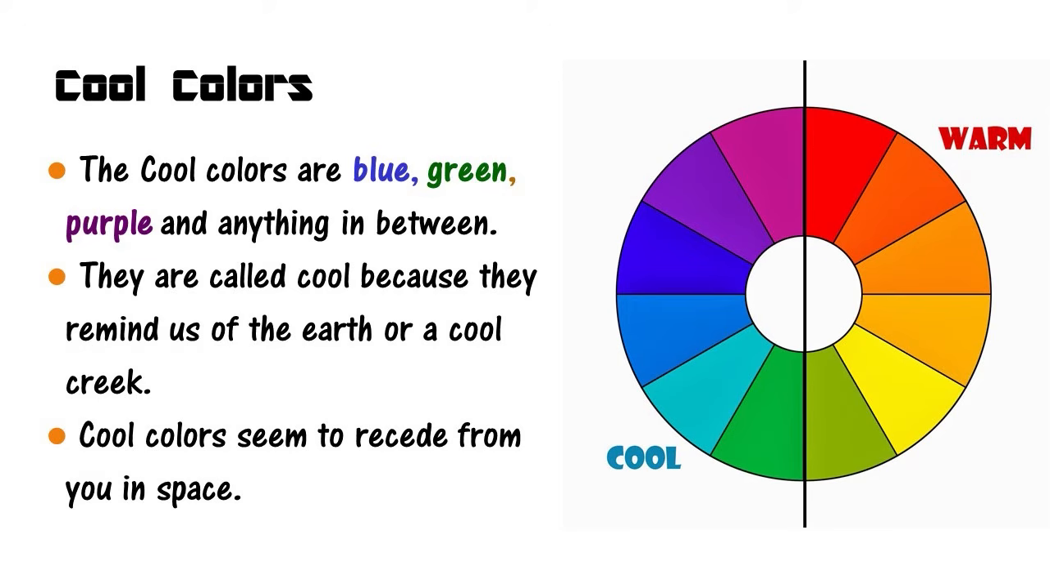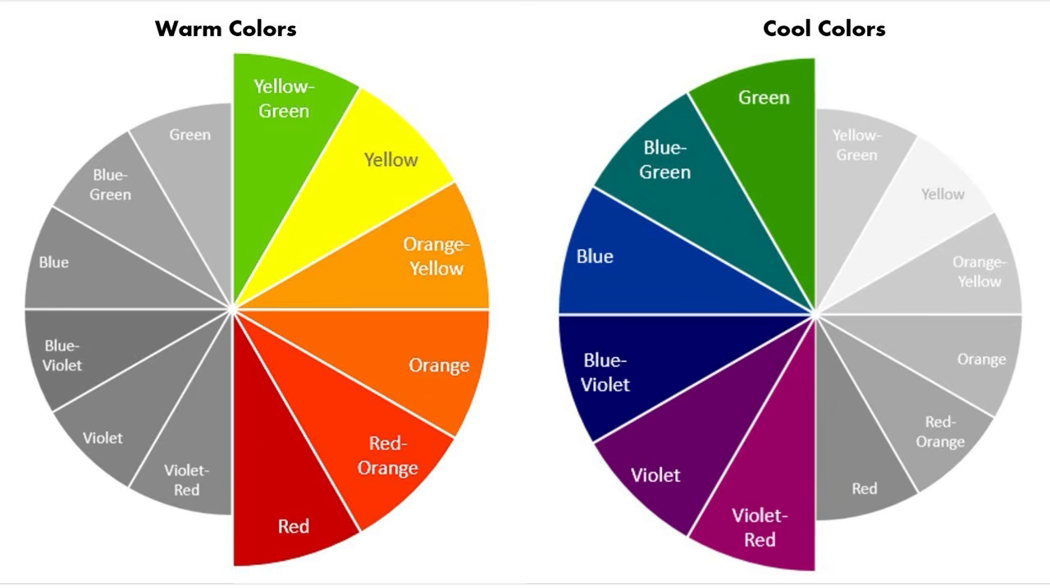Next we have cool colors. They are just the opposite of warm colors. So cool colors are blue, green, purple and anything in between them. On the right side you can see the line dividing the color wheel. On the left side we get the cool colors. And now why are they called cool colors? It's because whenever we see them, they give us the sensation of peace, earth or cool. So cool colors seem to recede from you in space. Here you can see I have written down all the names with their particular colors. So the warm colors and cool colors, you can easily see them and differentiate between them.